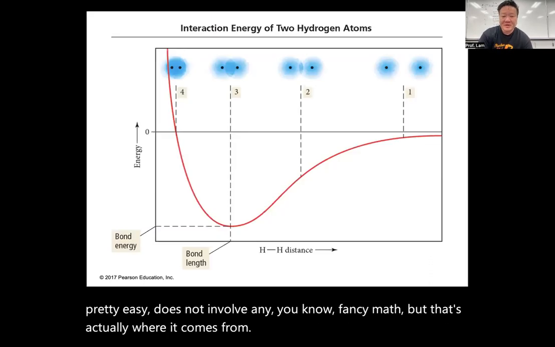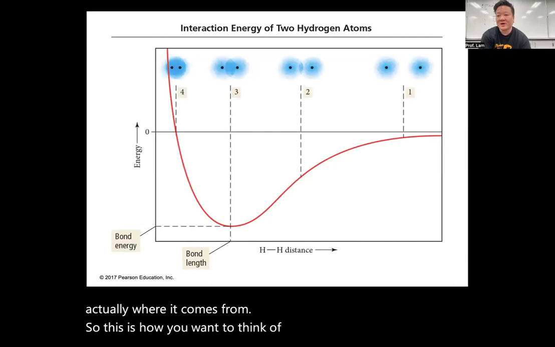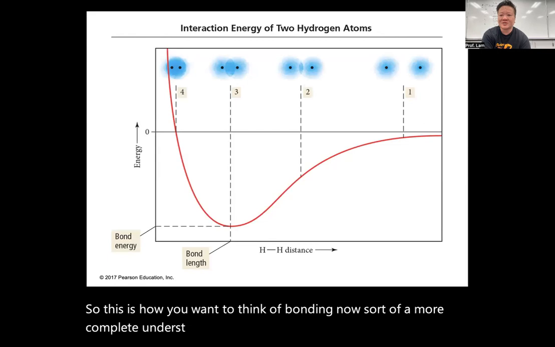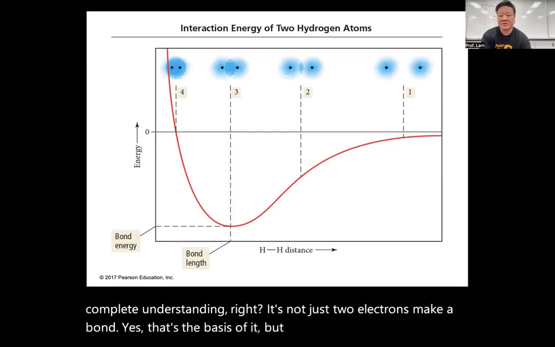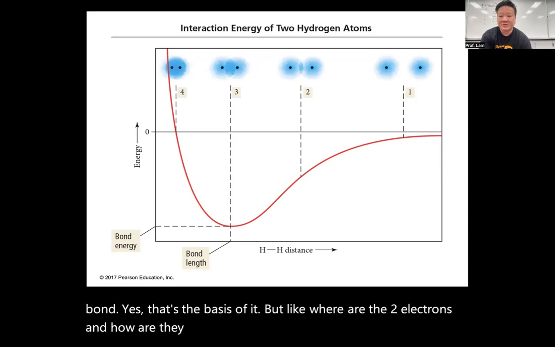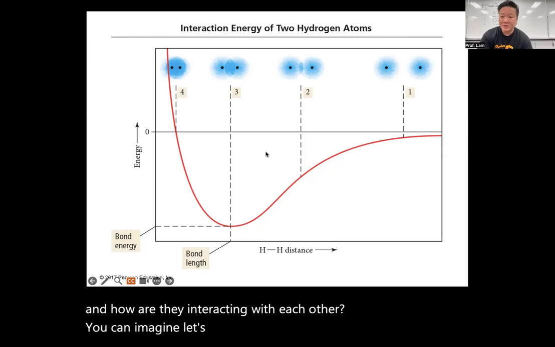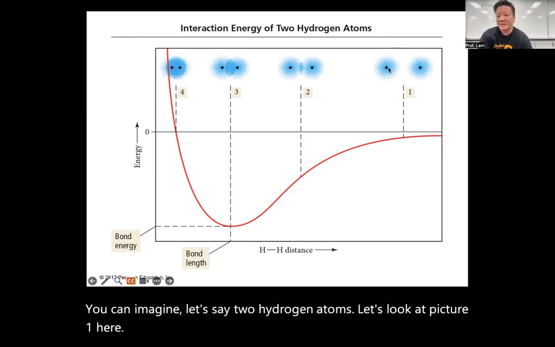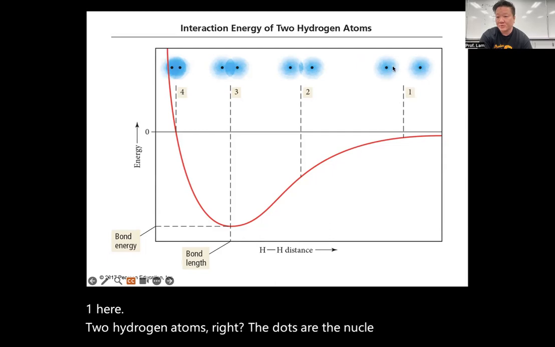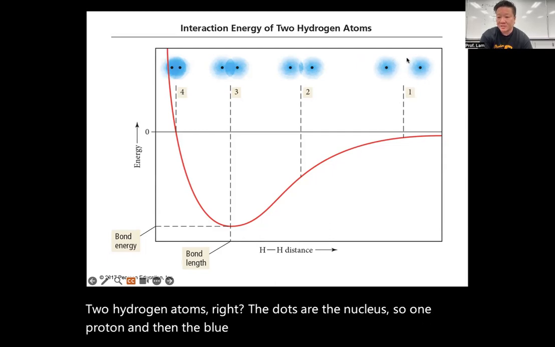So this is how you want to think of bonding now. Sort of a more complete understanding, right? It's not just two electrons make a bond. Yes, that's the basis of it, but where are the two electrons and how are they interacting with each other? You can imagine, let's say, two hydrogen atoms. Let's look at picture 1 here. Two hydrogen atoms, right? The dots are the nucleus, so 1 proton. And then the blue cloud, that's your 1 electron moving all over the place, right?